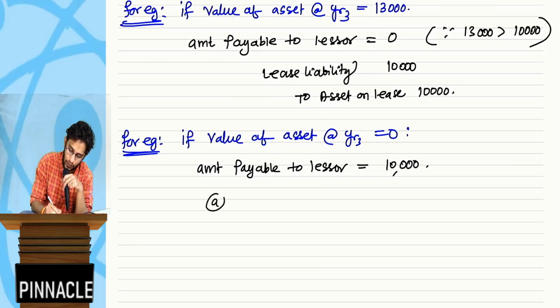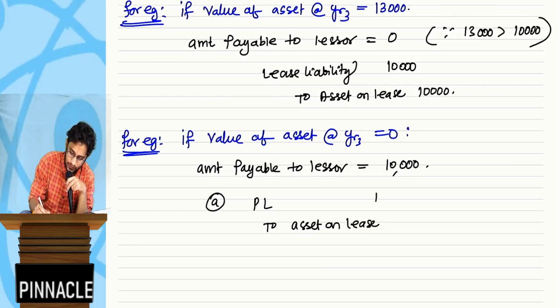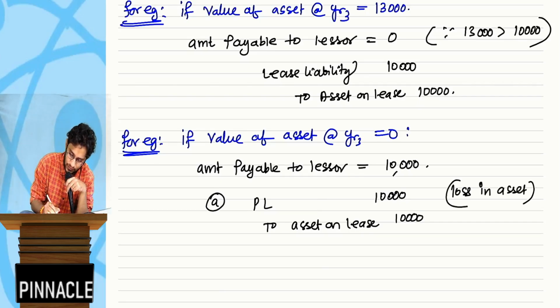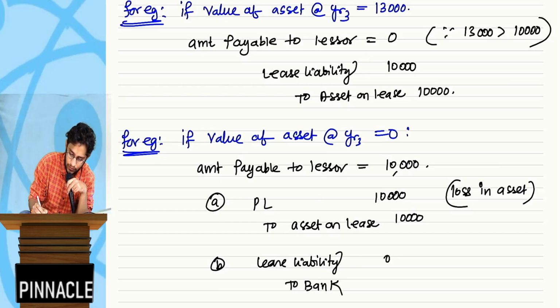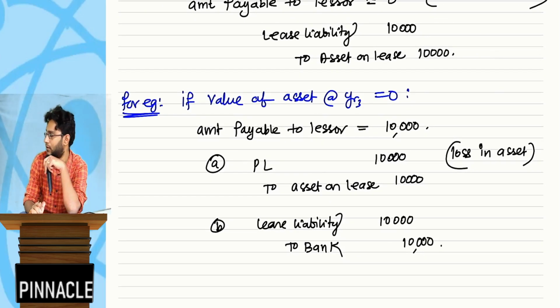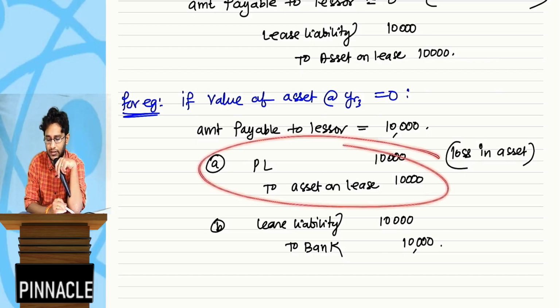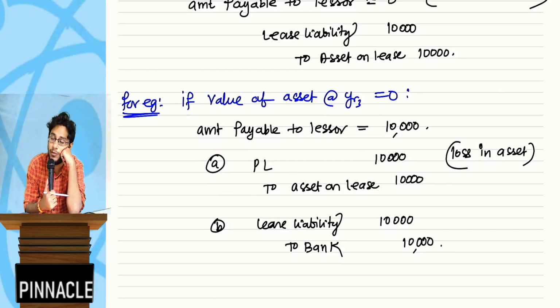What are the entries? P&L account debit to asset on lease. This is the loss on the asset. Then, you have to pay that fellow, no? Lease liability account debit to bank. Sir, if you can understand why you suffered the 10,000 loss, it will be very beautiful. Why will I suffer a 10,000 loss? Do you know what that is?